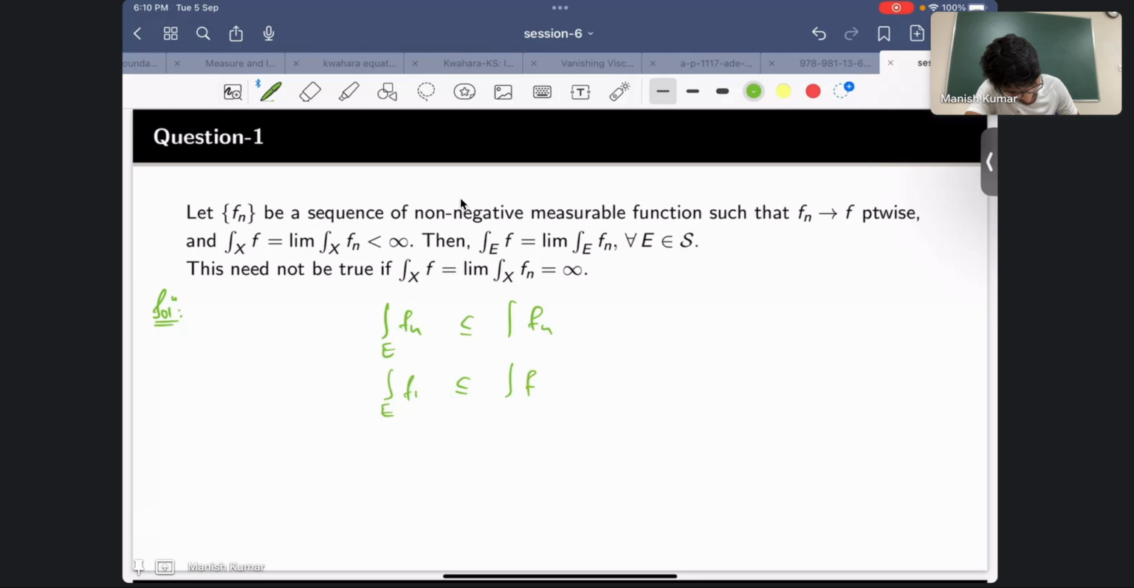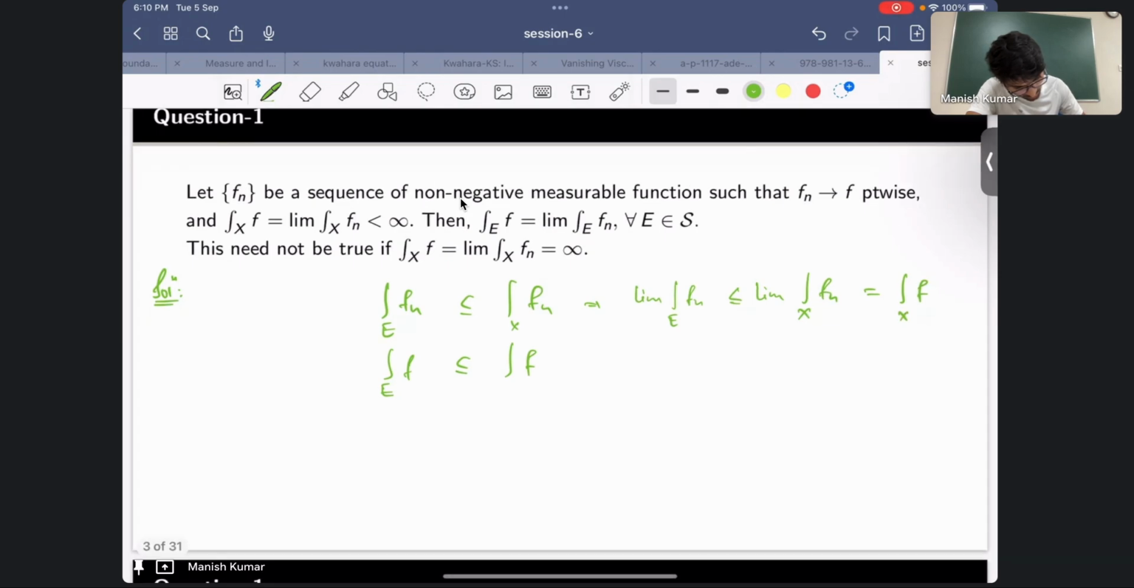So if we take the limit of the first inequality, the limit of the integral of fn over e will be less than the limit of the integral of fn over x, which is nothing but the integral of f over x, which is finite. So this implies that the limit of the integral of fn over e is finite, and so the limit of the integral of fn over e exists. Okay, just a second. The limit of the integral of fn over e exists, right?